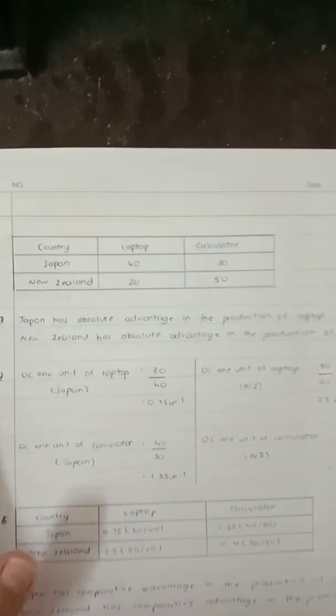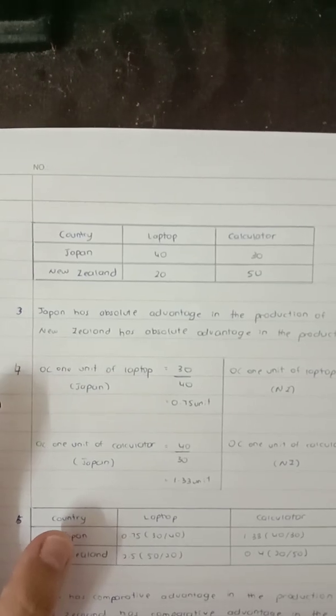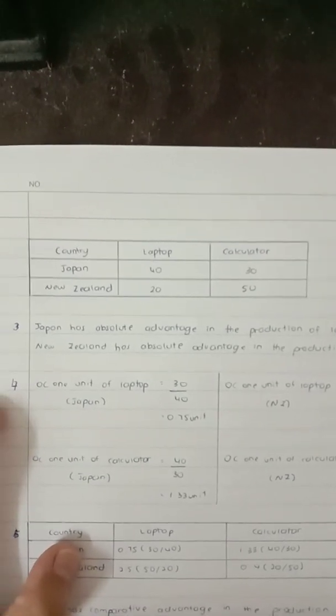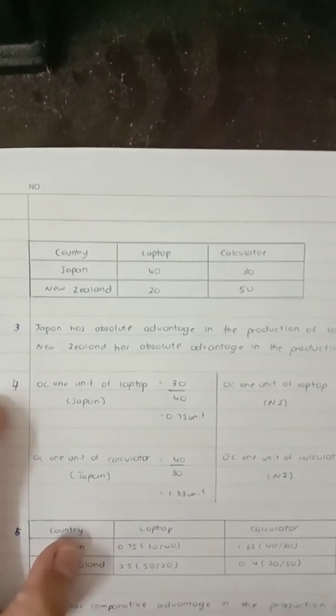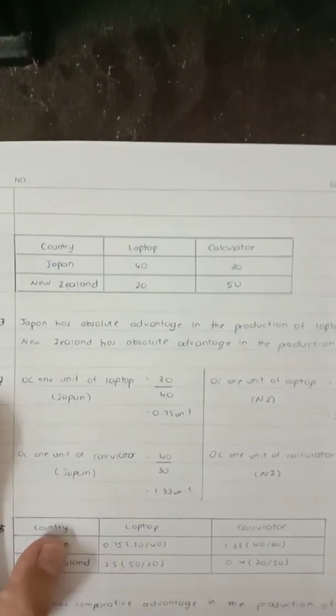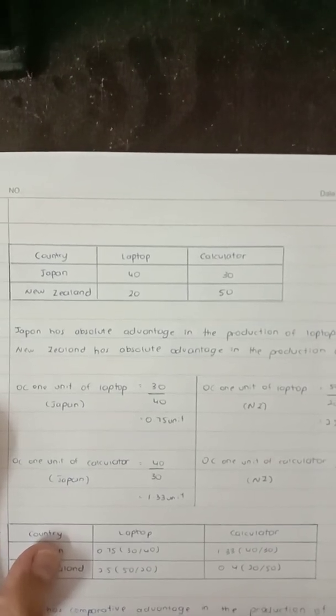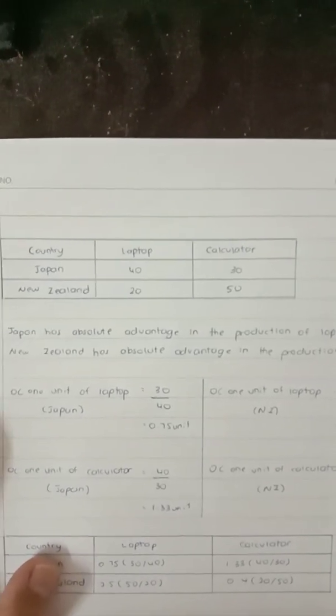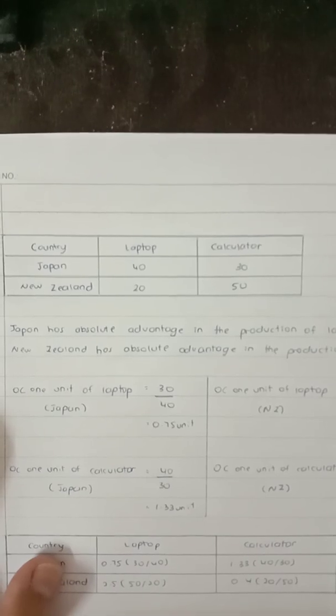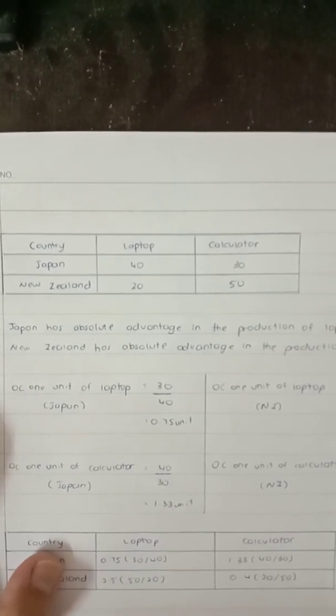So we move to the third question. We must refer to this table. This table that we can see has two countries and two products. The first country is Japan and the second one is New Zealand, and the products are laptop and calculator. Japan produced 40 laptops and 30 calculators, while New Zealand produced 20 laptops and 50 calculators.